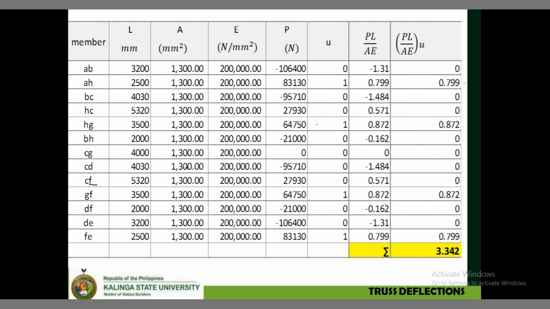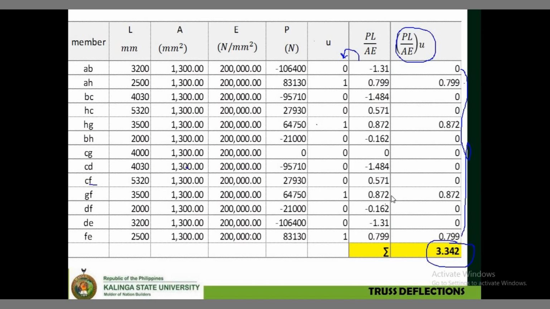After that, kinuha ko na si PL AE times U. So, negative 1.31 times U, doon ko nakuha itong 0.799 times 1, that is 0.799. Do this in the remaining members. After na nakuha ninyo yung value ng PL over AE times U, take again the sum of all of this from AB to FE. After taking the sum, ang lumabas sa calculator ko ay 3.342 positive.